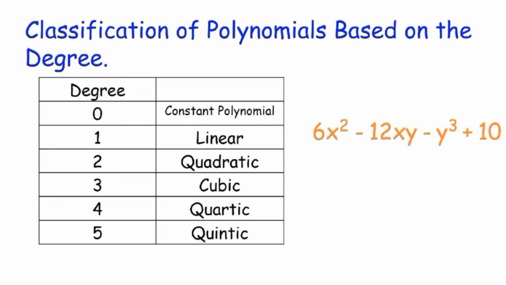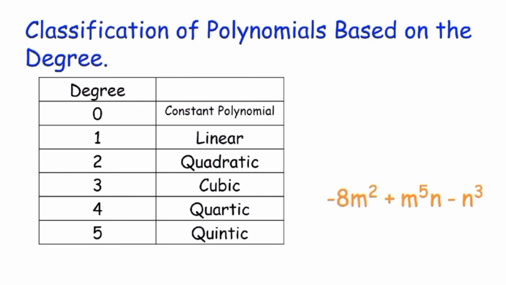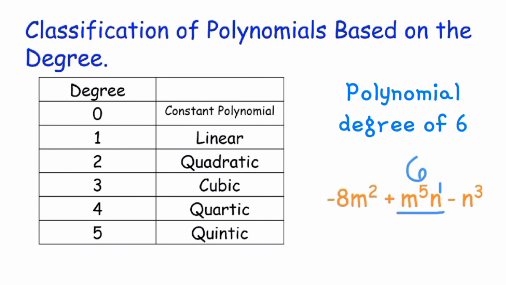And then classification of polynomials based on the degree. In the first example, the highest degree is 3. Therefore, this polynomial is cubic. While this one has a degree of 6. Since there's no available name for higher degrees, we just name it a polynomial of degree 6.